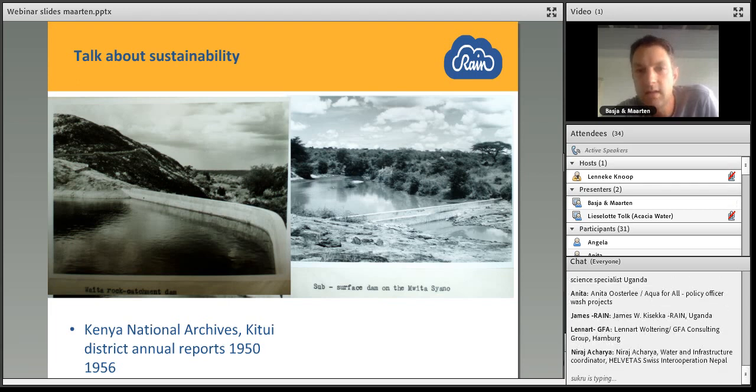And this is another slide from, I think, 1953, which shows a subsurface dam, which is basically a weir or a sand dam in another river. At that time, quite a number of them were built, and at least 13 of these structures are still operational in the area. So that is all I had to say.